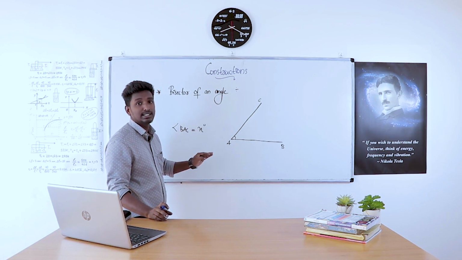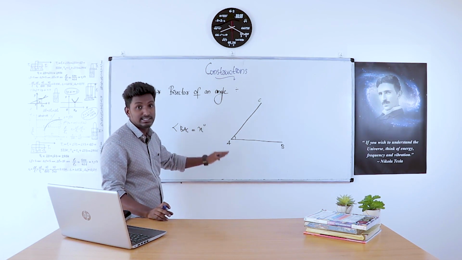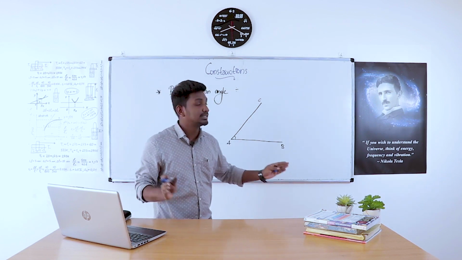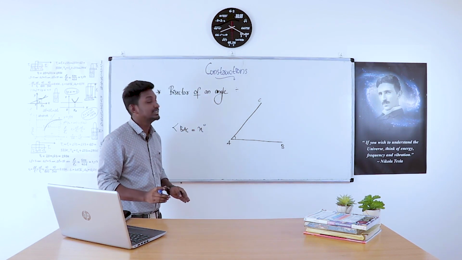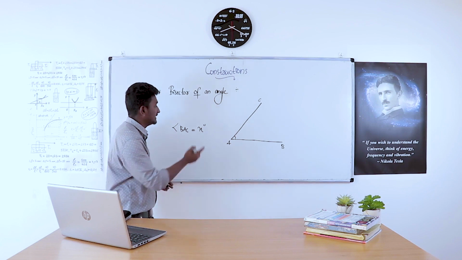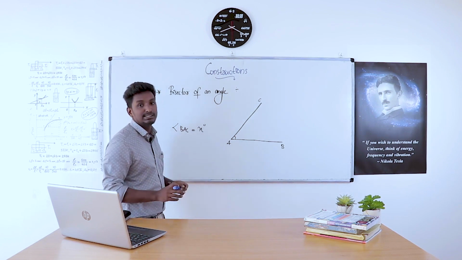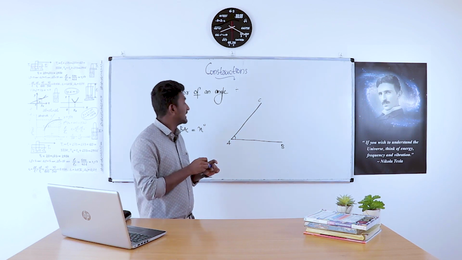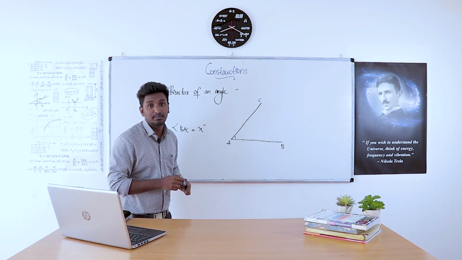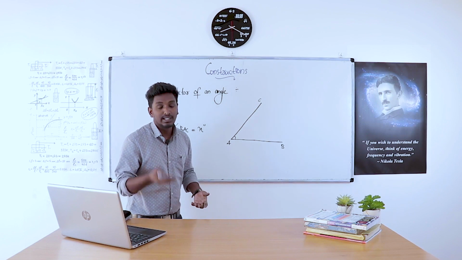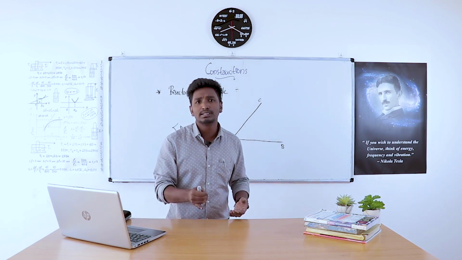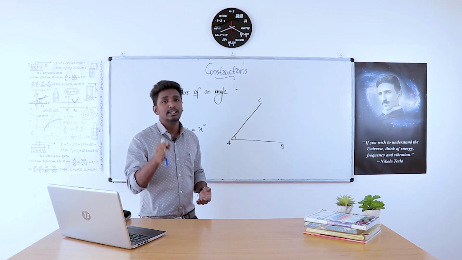What do you mean by bisector? The line segment which cuts the angle into two equal parts. Then this becomes x by 2 and x by 2. So how will we construct the bisector of this angle? For construction, you need your instrument box. Take your instrument box consisting of compass, scale, then pencil.